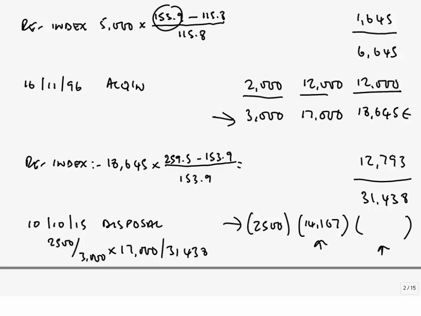Applying the same fraction, 2,500 over 3,000 times the index cost value at this date, should have given us 26,198. What we could then do is to update the balances on this share pool. We know 2,500 out of 3,000, there would be 500 shares, and then get your respective figures of allowable cost and index cost. When you refer to the model answer, you'll see those numbers. But just deducting the 14,167 from the 17,000 and the 26,198 from the 31,438. Those will be then the cost and index cost figures of those 500 shares remaining.